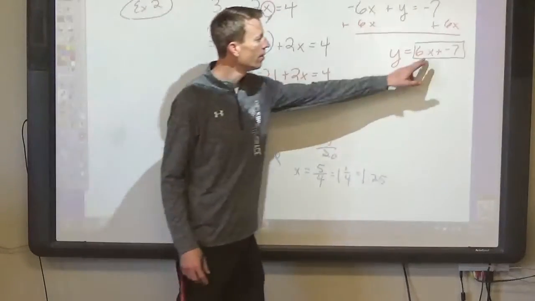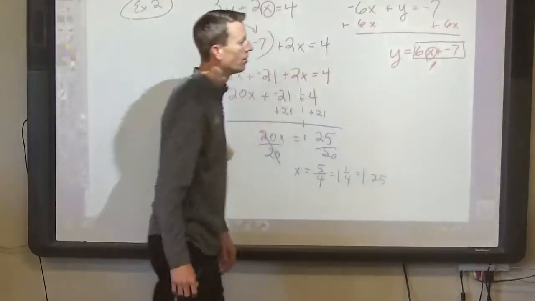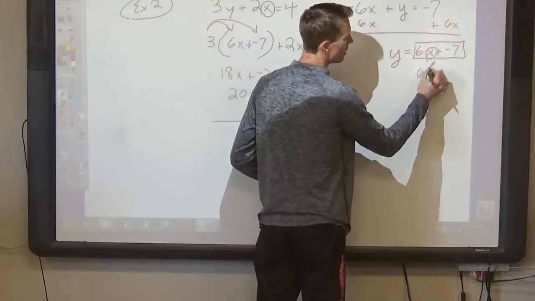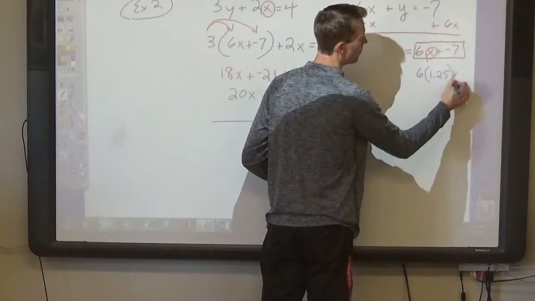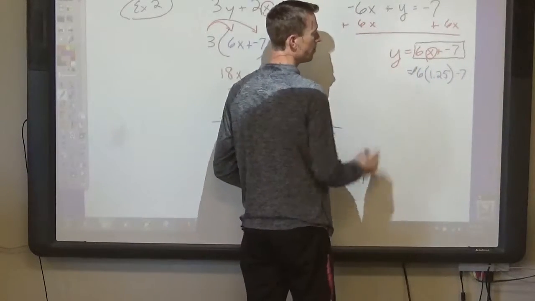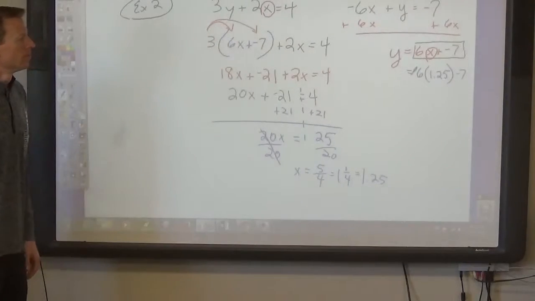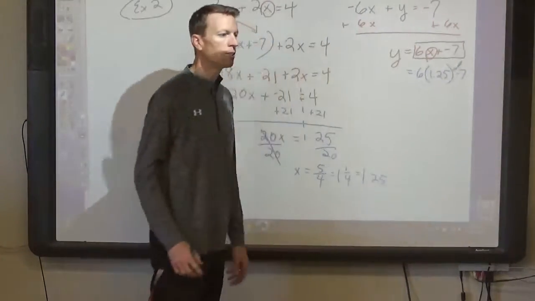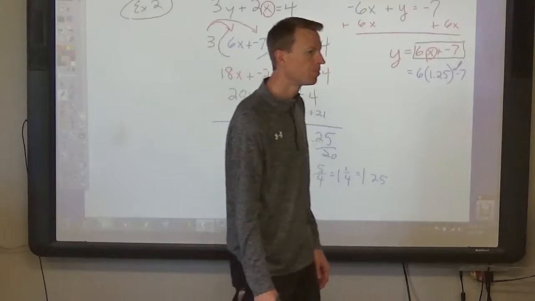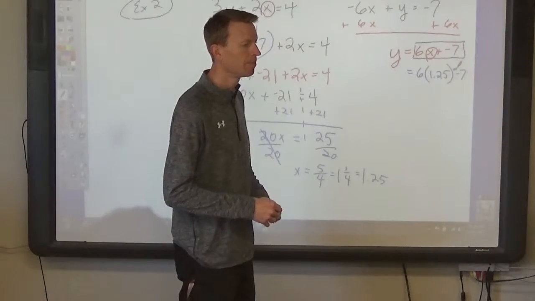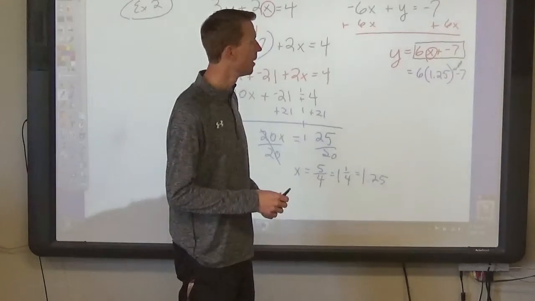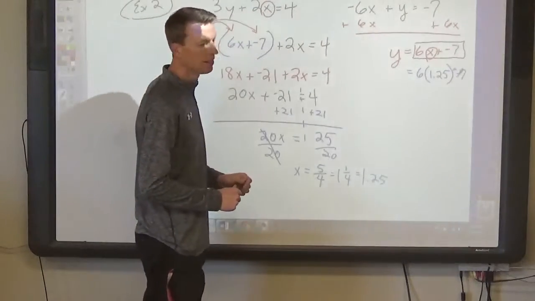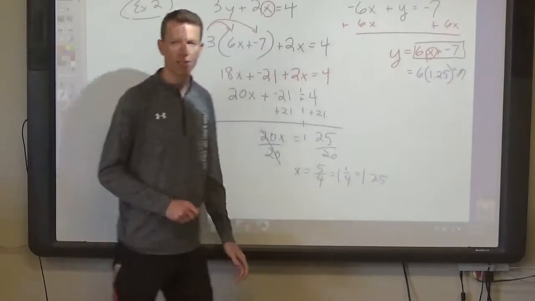We could put it in anywhere we want. We could put it there, since this is already solved for y. We could write 6 times 1.25 minus 7 and find y. Don't you have to put plus negative 7, or can you just leave it as minus? It doesn't matter either way. Does plus negative and minus mean the same? Yep. So I can keep the plus negative there, or write minus. Then use your calculator and find the value of that.